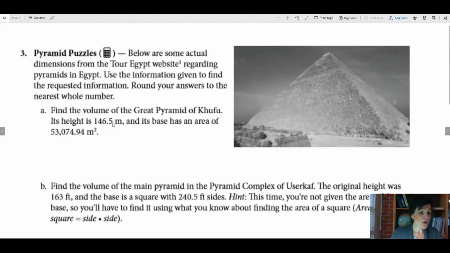Now, remember the formula for this. It's V for volume equals 1/3 times the area of the base times the height. I believe that's right, right? Oh, I have it right in front of me. 1/3 base times height. That's right. Okay. This is uppercase B because it's the area of the base. Now, on this one, you're just going to plug your numbers in and do the calculations.